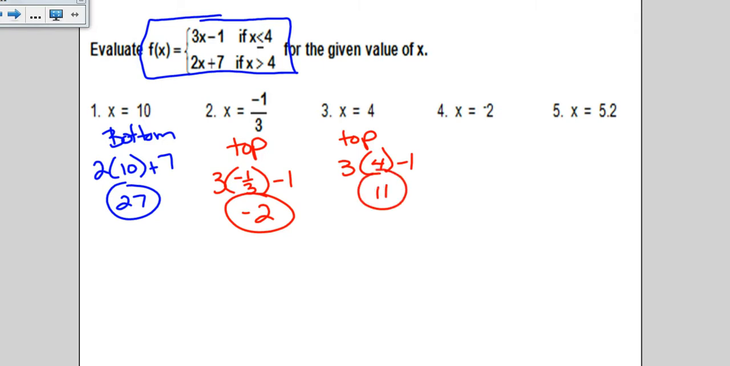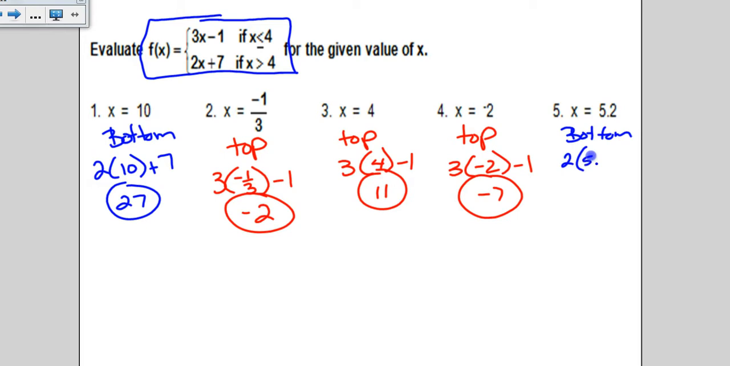X equals negative 2. Again, we're still going to use the top function because that is smaller than 4. So we're going to say 3 times negative 2 minus 1 gives us negative 7. And then x equals 5.2. That's bigger than 4, so we're going to use the bottom function. So 2 times 5.2 plus 7, and we end up with 17.4. So once you figure out whether you're supposed to use the top or the bottom function, this is a really easy problem.